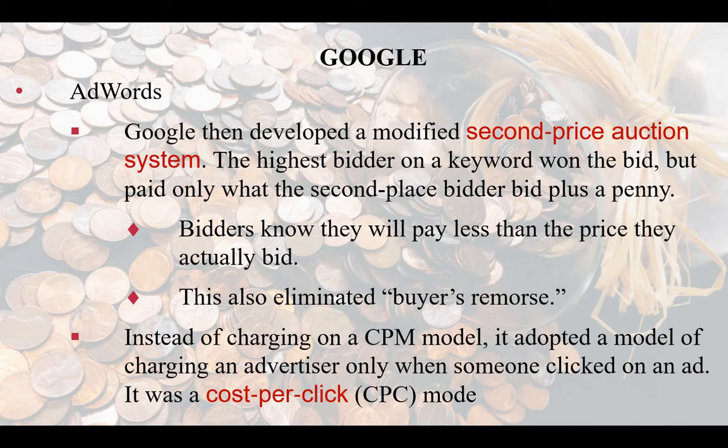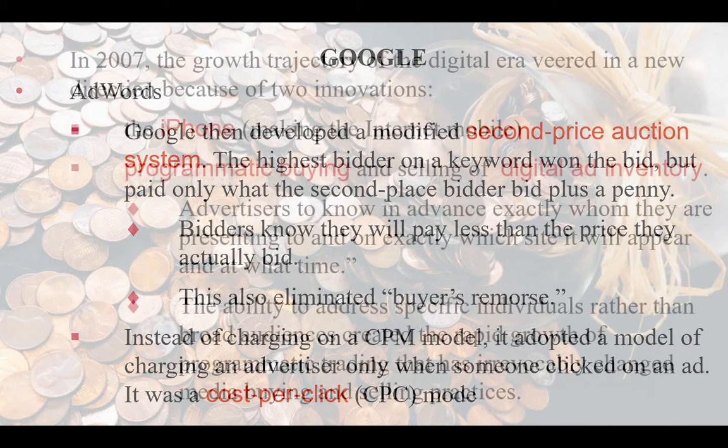Then, instead of charging on a CPM model, after all this, it transformed and adopted a model of charging an advertiser only when someone clicked on an ad. This is called CPC, cost per click. And what this did is that instead of offering advertisers opportunities for audiences, it had a better chance of showing results as people, based on clicks, were actually interacting with a particular advertisement.